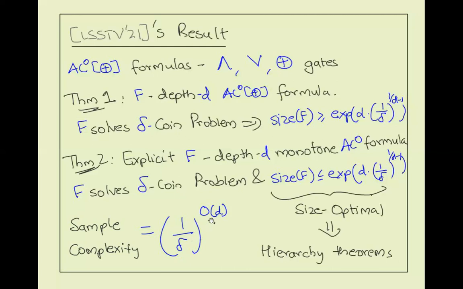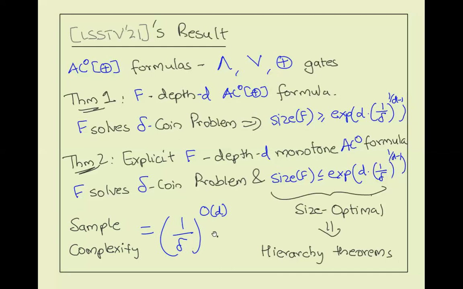So for constant d, this is a polynomial function of 1 over delta, which is pretty good, but it's still a far cry from the information theoretically optimal 1 over delta squared. The simple majority would have an information theoretically optimal sample complexity of 1 over delta squared, but this is slightly worse.